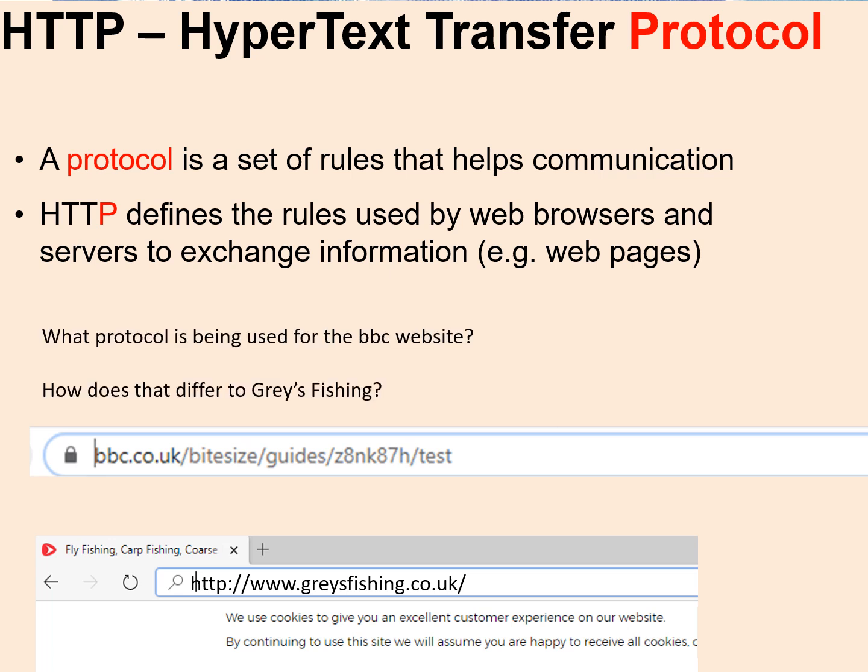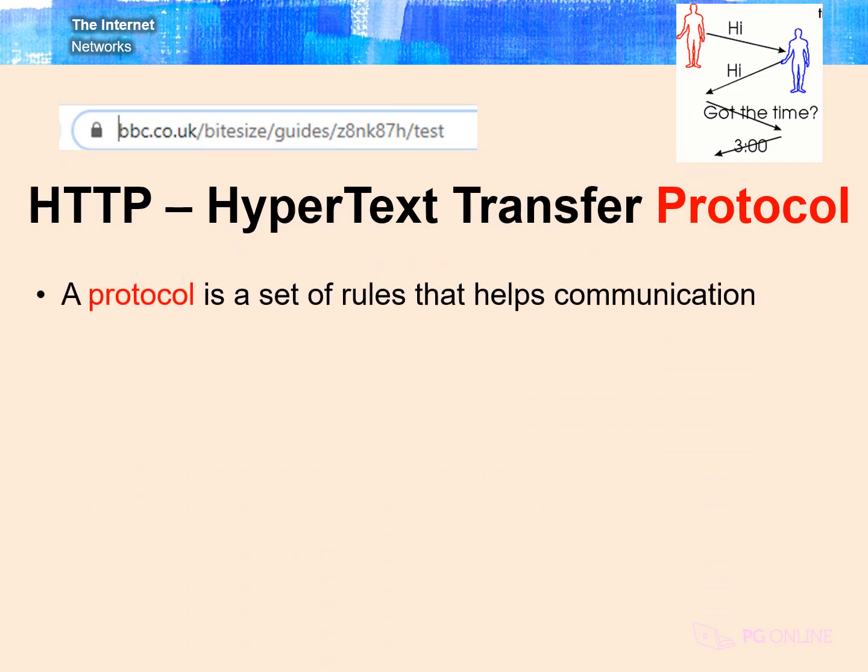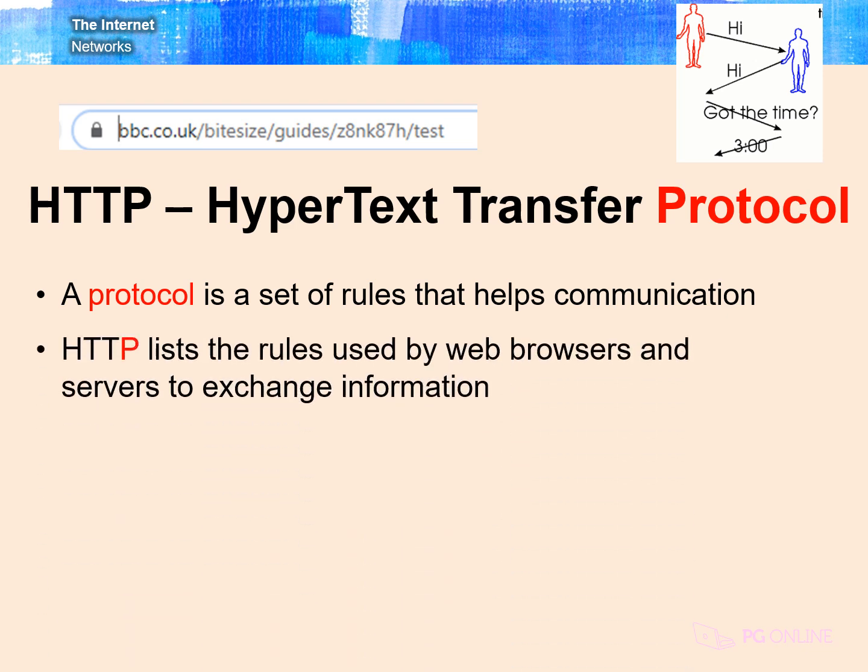You can see we've got two here. We've got HTTP, and if you notice, HTTP is a protocol that doesn't use any encryption. So it's not very safe to use if you're sending personal information. And you can see the BBC website up here has got a little padlock. That tells us it's using something called HTTPS, which is a much safer and more secure version. So again, a protocol is a set of rules that helps communication. HTTP is the rules used by computers or devices on the internet to exchange information.